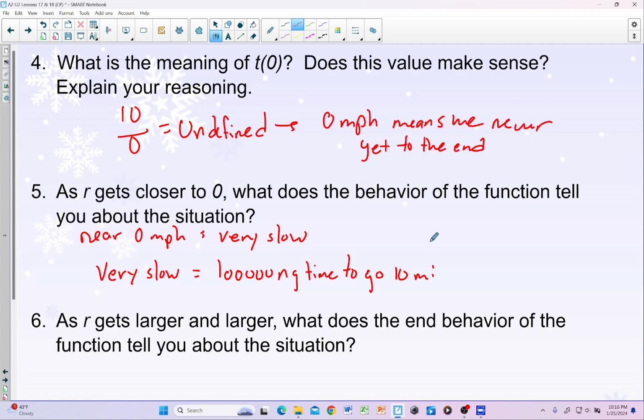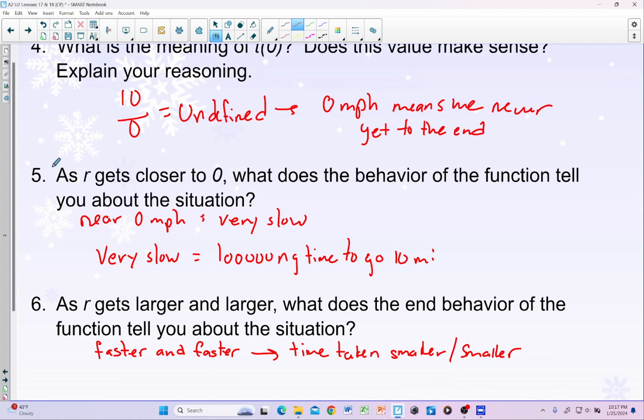And the same thing is true on the other end, right? Faster and faster means that time is smaller and smaller. But as we said before, it's never going to get to 0. It's just going to take a very small amount of time, even at the speed of light.